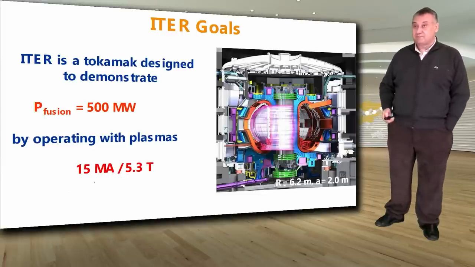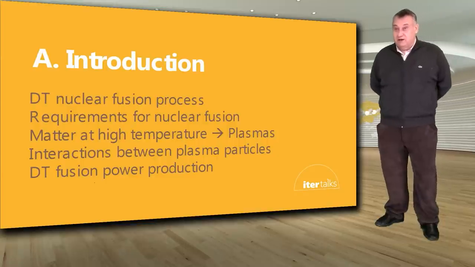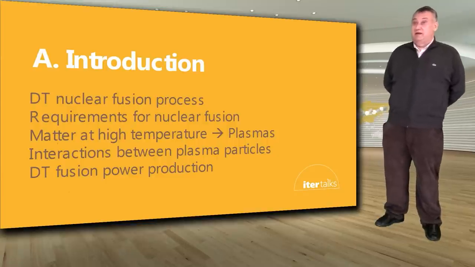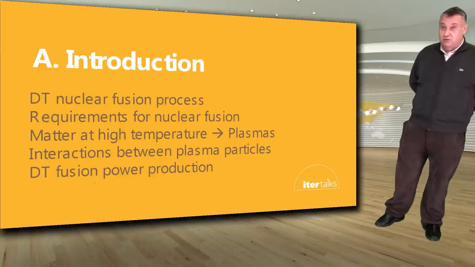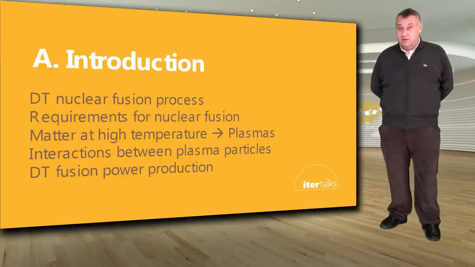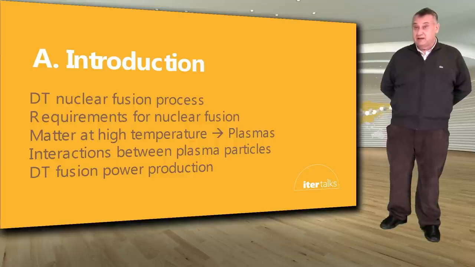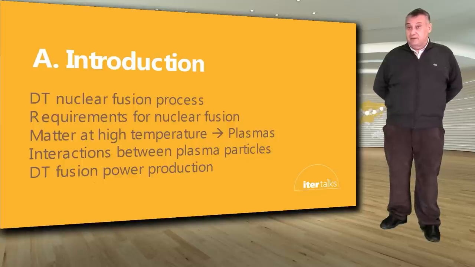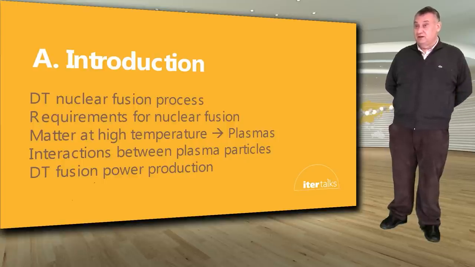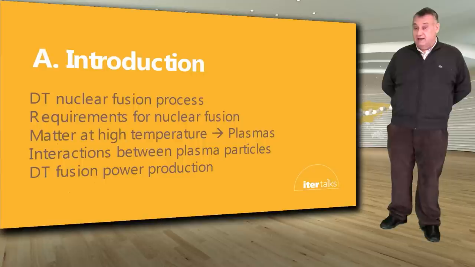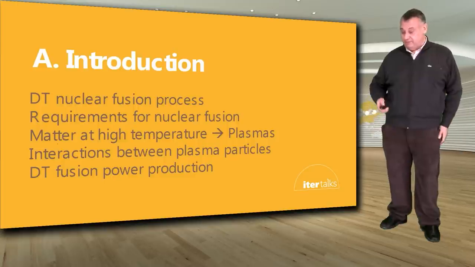cubic meters. Now, first we start with an introduction in which we review the basis for the deuterium-tritium nuclear fusion process, then what are the requirements that we have to meet to achieve nuclear fusion. This leads to the matter being in a particular state that is not the most common on Earth, which is called a plasma, and I will explain the characteristics of such a state, and particularly the interaction between the particles in this state of matter. And then what do we need to do to actually achieve DT fusion power production in an effective way.